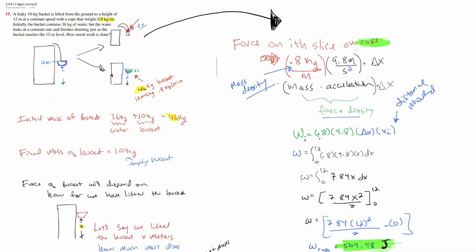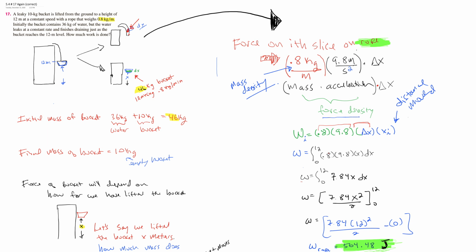And this is the work formula. So it's force, right? Here you have force density times the little piece of rope, the thickness of the rope. That's basically the force applied on the dot, times the distance the entire dot is going to move.